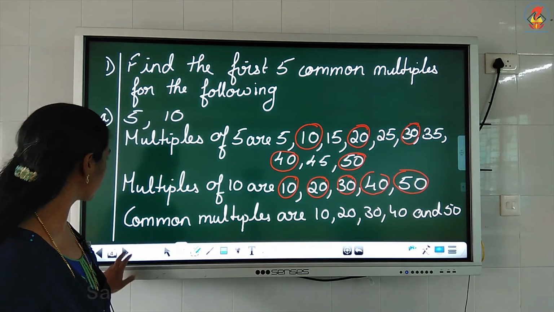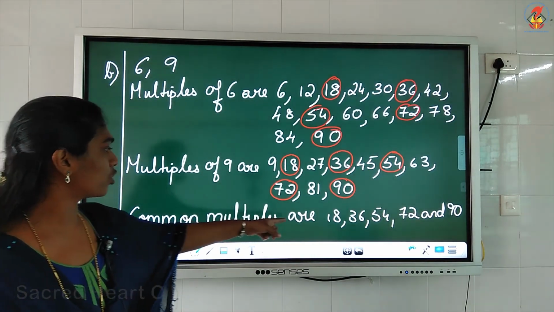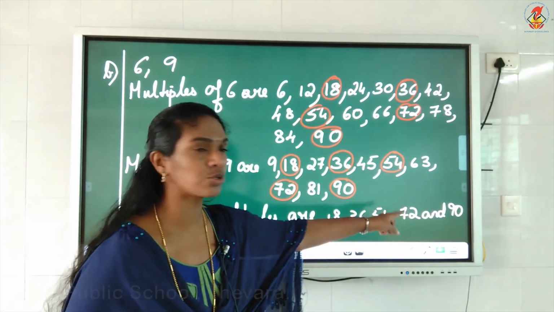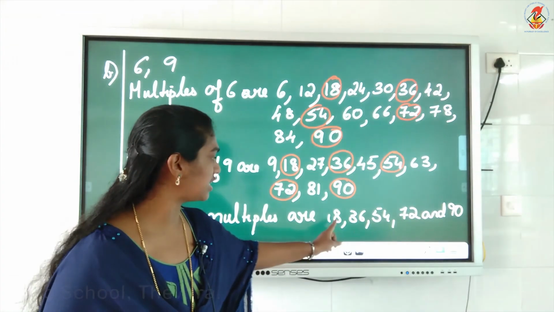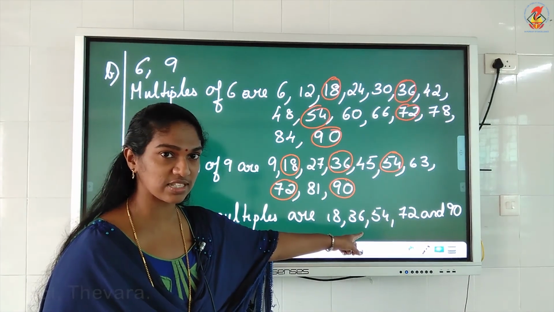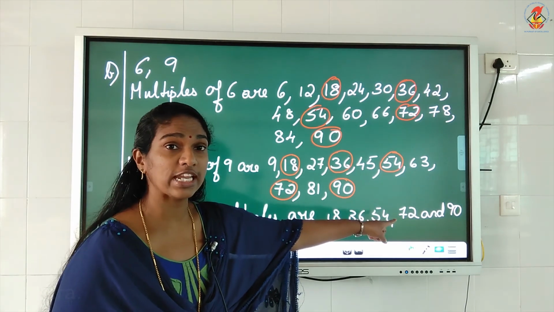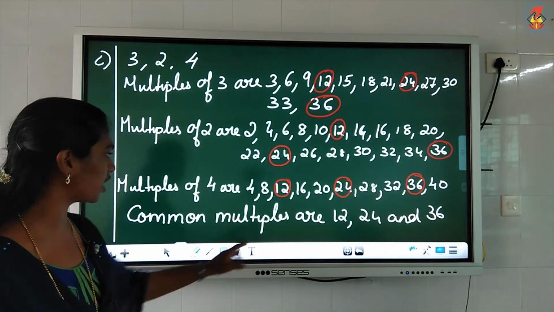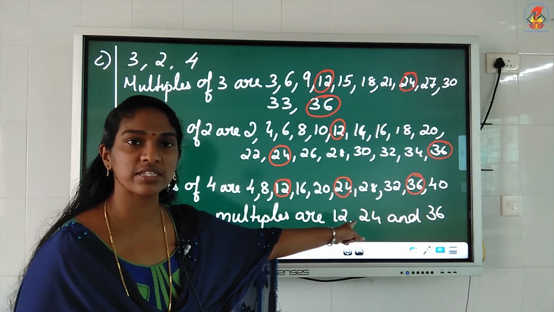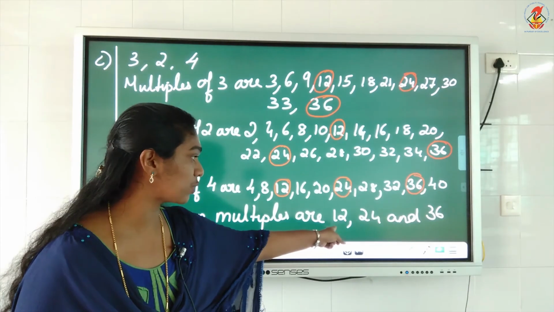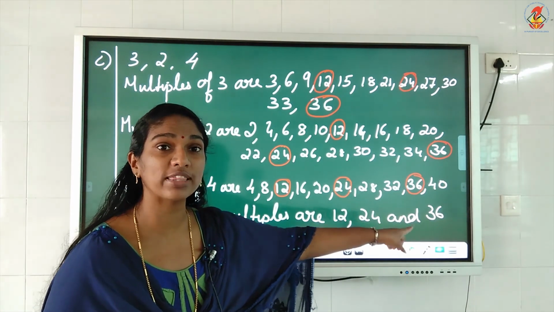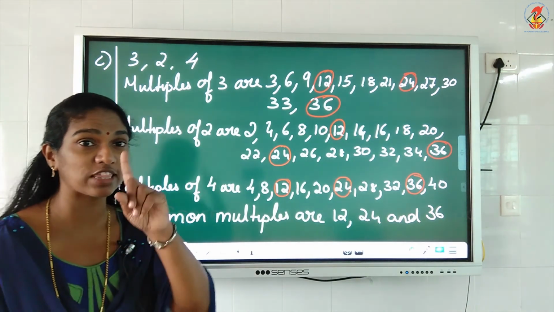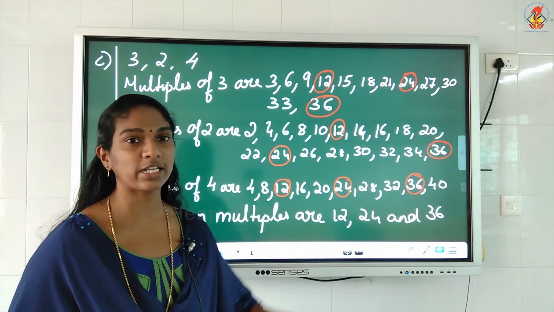See the next question children. It was 6 and 9. What was the first common multiple you got? 18. Next is 36, 54, 72, 90. This is 18's table. 18 ones are 18, 18 twos are 36, 18 threes are 54, 18 fours are 72, 18 fives are 90. You take the next question, what you did now. See, 12, 24, 36. This is 12's table. 12 ones are 12, 12 twos are 24, 12 threes are 36. Understood? So it is very easy to find out common multiples if you get the first common multiple. It is all multiples of that.